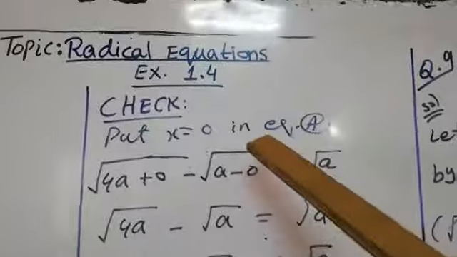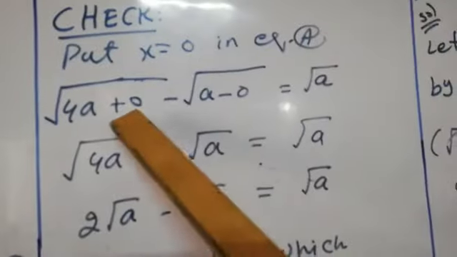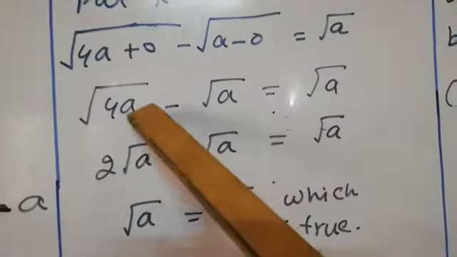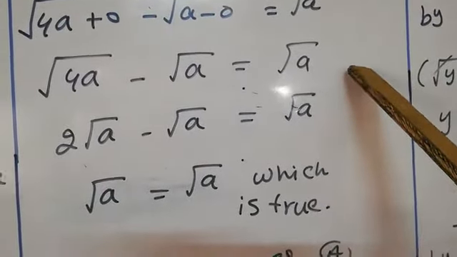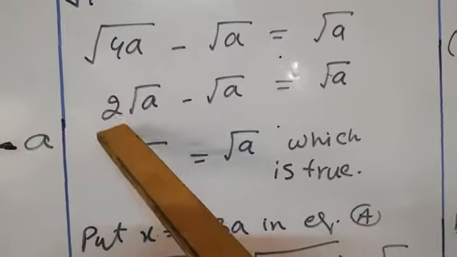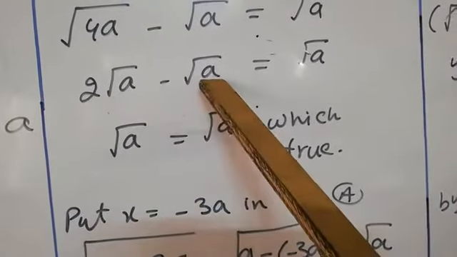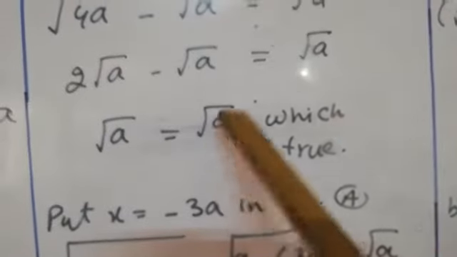Now this is the time to check. Write the question carefully and then we will put the first value of x, which is equal to 0, in equation number A. So we will put the value of x equal to 0 in place of x, and then we will get square root of 4a minus square root of a is equal to square root of a. The square root of 4a is 2 into square root of a. So 2 square root a minus square root a, we will subtract 1 from 2, and we will get square root a is equal to square root a, which is true.